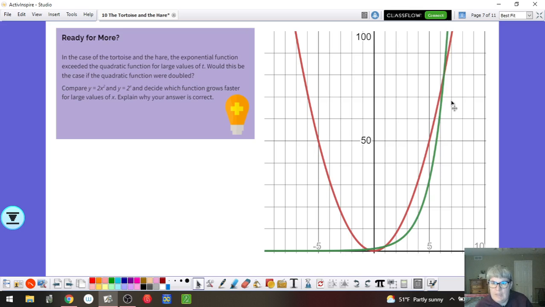So if the race were less than 7 seconds, it might be more beneficial to the hare. But after, let's say 6.3 seconds, it appears that the tortoise starts gaining on the hare again. So is multiplying the x squared by something going to make it increase faster than just an exponential? It doesn't appear that way. It appears that the exponential still grows faster in the long run.